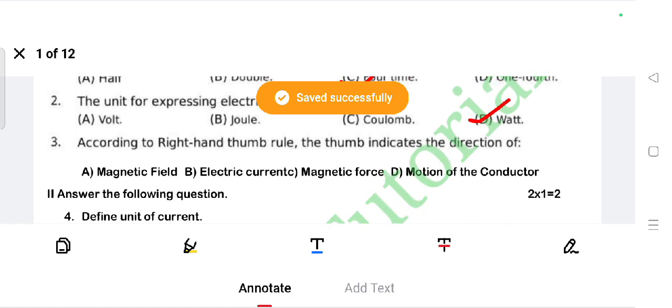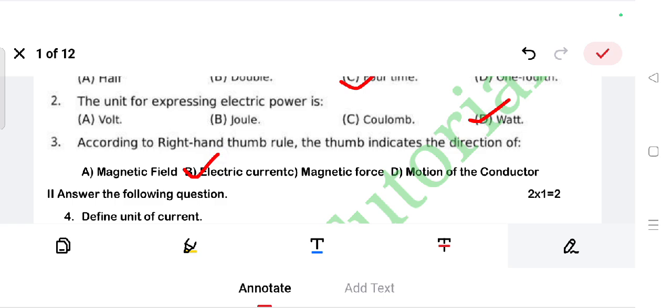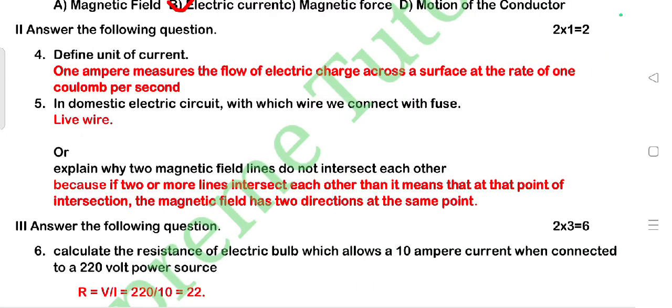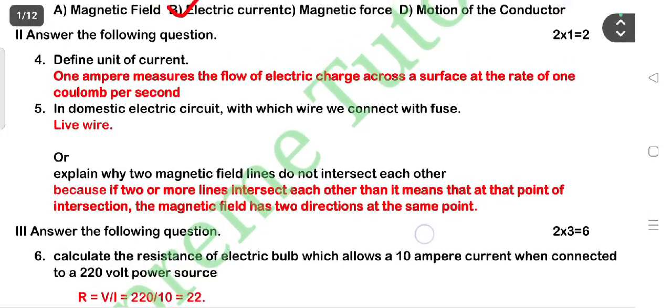Next, according to the right hand thumb rule, the thumb indicates the direction of electric current. Next, come to second main. Answer the following question. So 1 mark question, 2 questions will be there, each carries 1 mark.